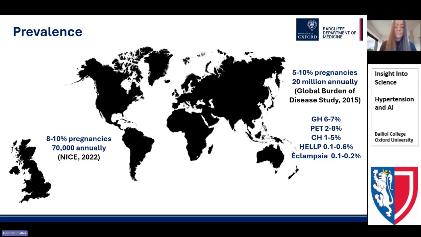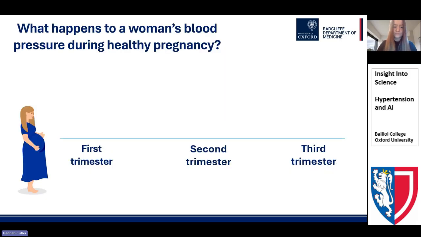In the UK, women with hypertensive pregnancies are affected in around 8 to 10%, and that affects around 70,000 women annually. Again, these can be broken down by subgroups. So gestational hypertension, 4.2 to 7.9%, preeclampsia, 1.5 to 7.7%, and chronic hypertension, 0.6 to 2.7%. Again, with a small minority of women having HELLP syndrome and eclampsia.